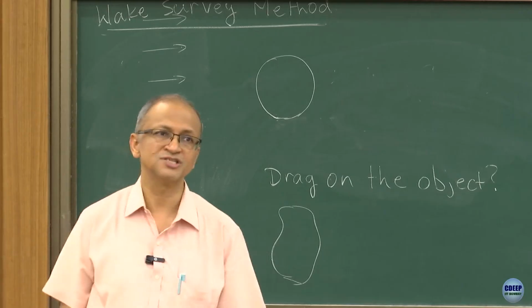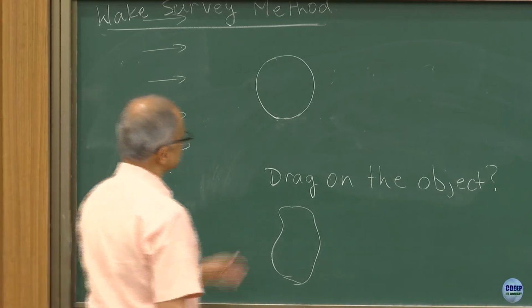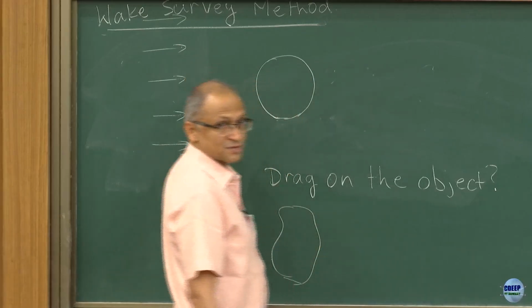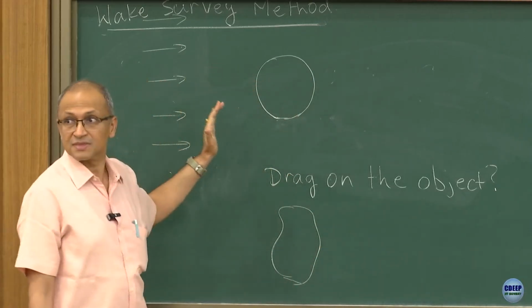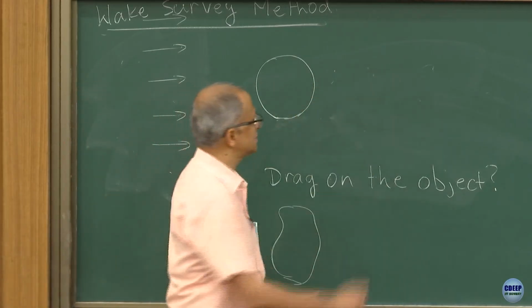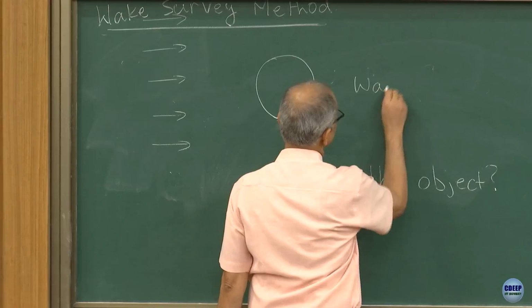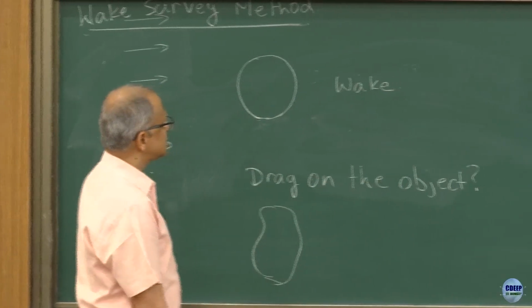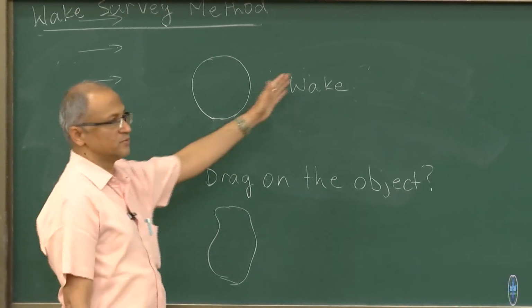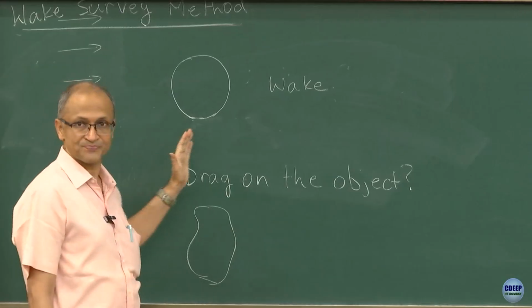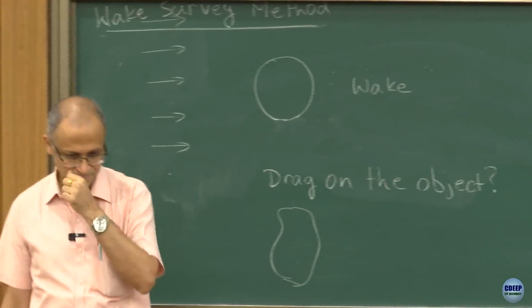The velocity distribution changes. The velocity here will be less as compared to whatever is coming in, lesser, right? That is expected. There would be a region of wake. What we expect is that a wake will form behind this object, and in the wake region, the velocity will be less than the incoming flow, right?